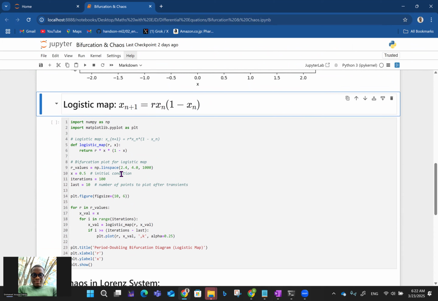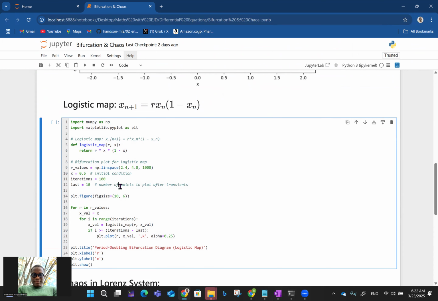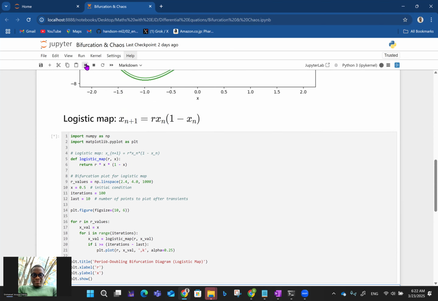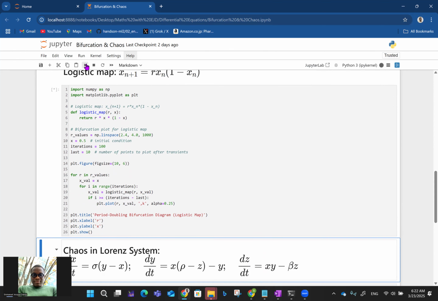And then the initial condition for x is just 0.5, so we can keep changing that to see what happens. And the number of points to plot after transients, so last is 10 here. If you take 100 iterations and run this, we have, okay, it takes a bit of time because we are doing 100 iterations.